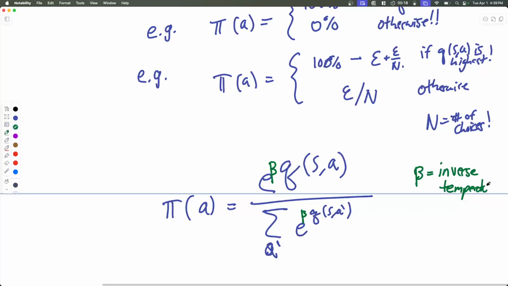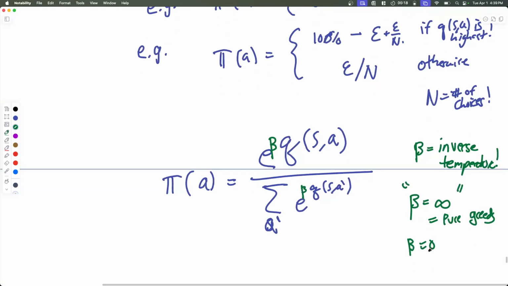By tuning the beta, you can dial up or dial down how often you choose the best one. For example, if beta equals infinity, in quotes, that is pure greedy. And beta equals 0 is pure random. And so by tuning the value of beta between 0 and infinity, you can say how much more you're going to do one or the other.